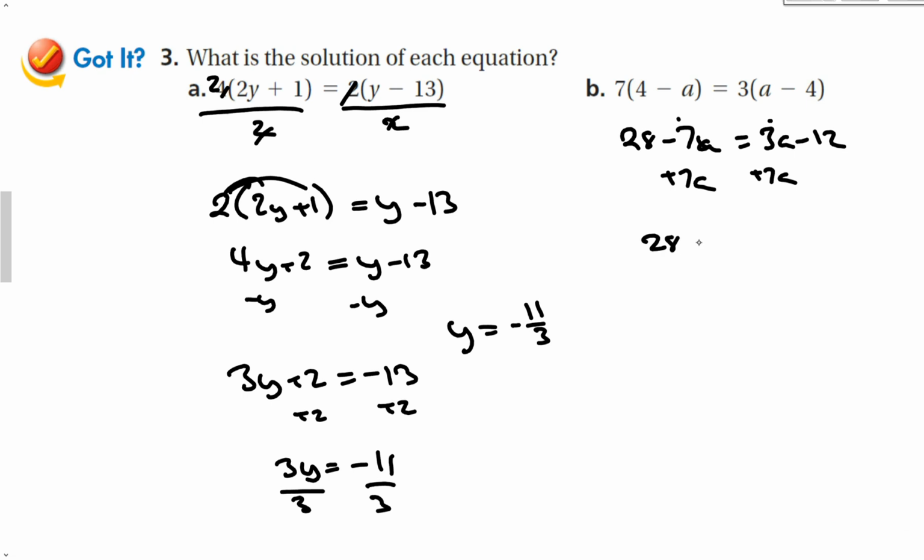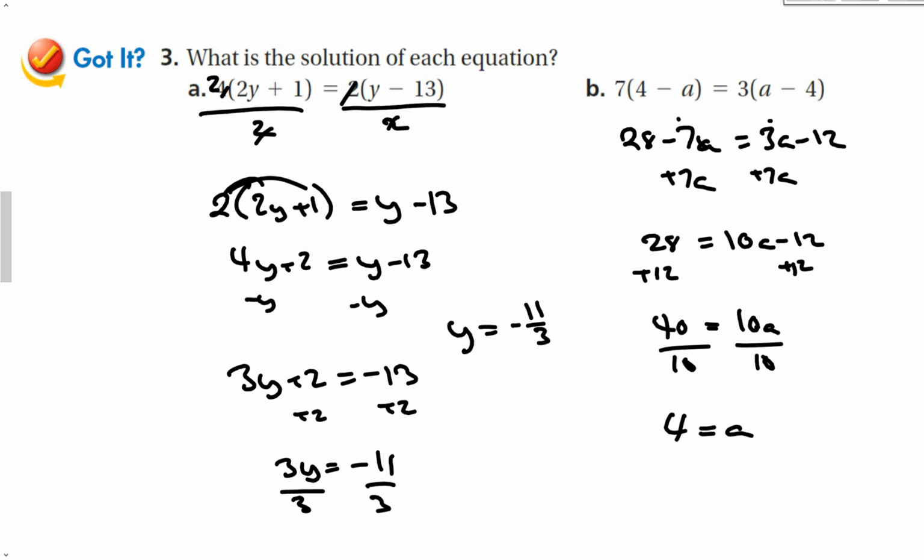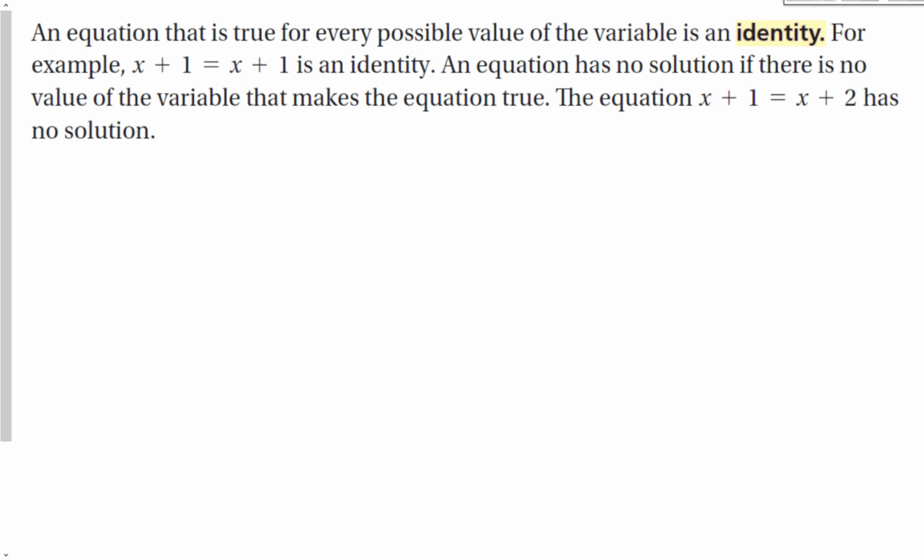So bring down the 28 is equal to 10a minus 12. Add 12 to both sides, and we get 40 is equal to 10a. Divide out the 10, and we get that 4 is equal to a. Okay, so however the equation presents itself, try to take the easiest way, but always try to bring the smaller one to the bigger one. It will make your life easier.